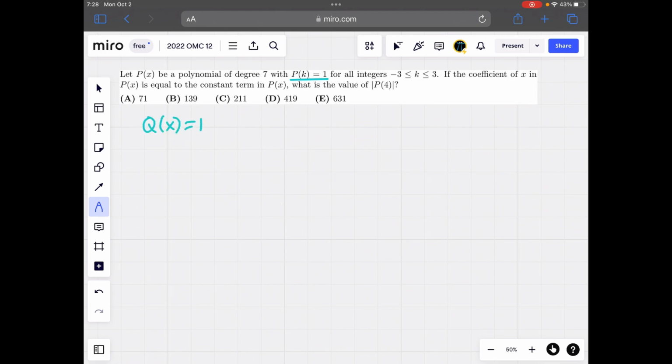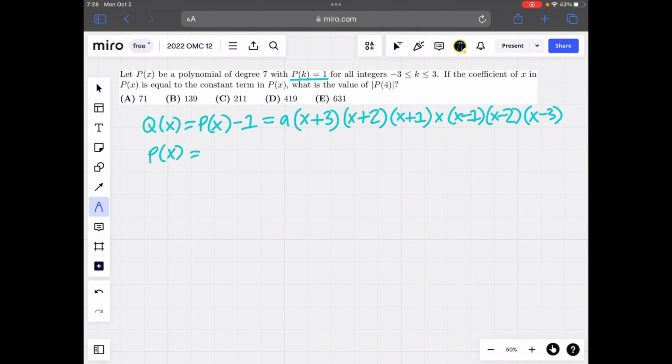So we have Q of x equals P of x minus 1, which would be equal to A times x plus 3 for the -3, x plus 2, x plus 1, times x minus 1, times x minus 2, times x minus 3, for some constant A. And then P of x, we can do A times all this stuff, plus 1.